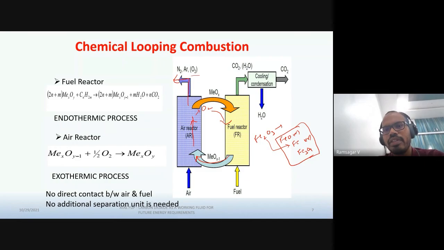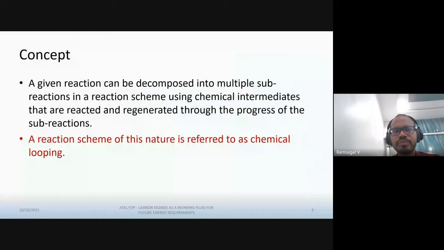So less concentrated, oxygen-depleted air is leaving from the air reactor, and in the flue gases it has only CO2 and H2O if there is any steam, right? So that CO2 can be easily separated from this mixture by condensing the H2O, and CO2 can be used for any other purpose, right?